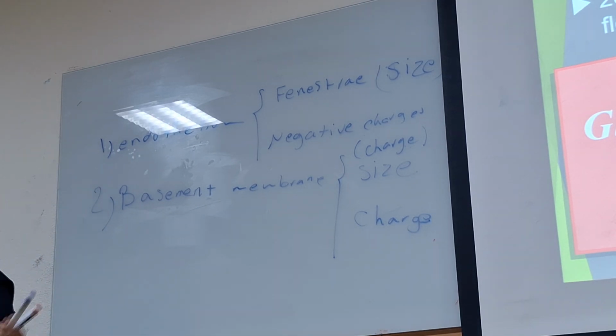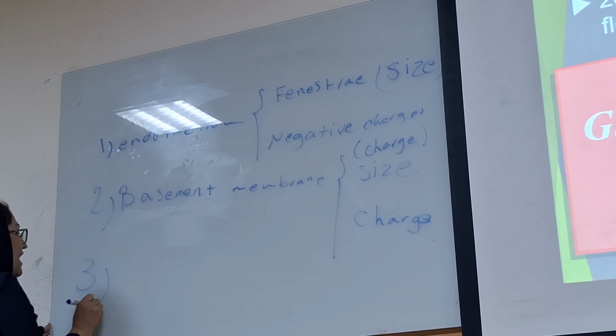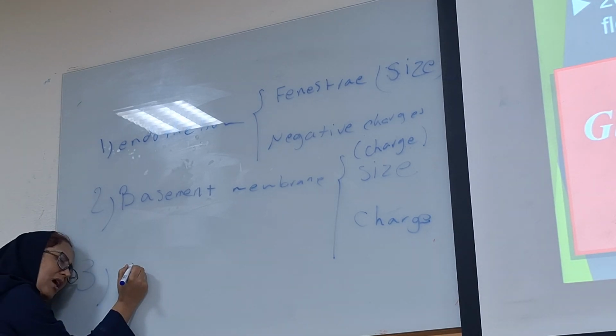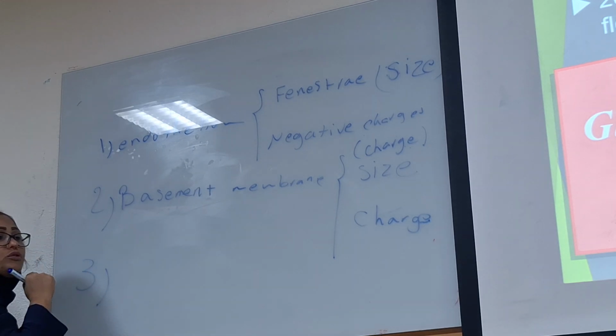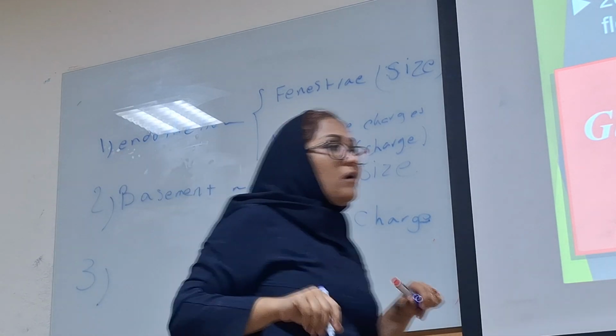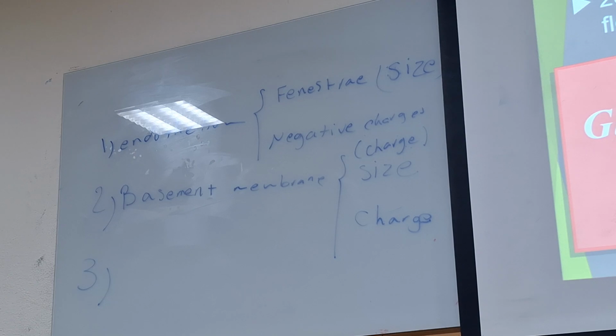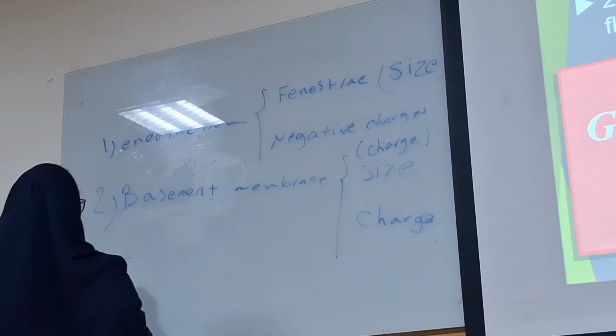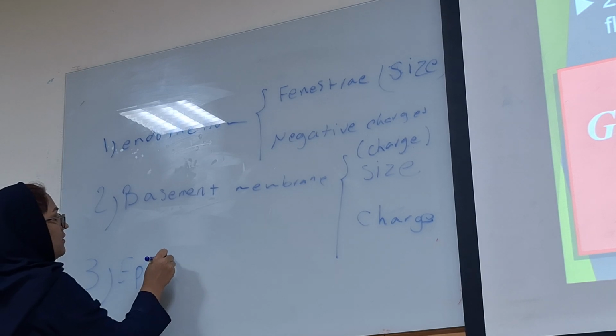But in the kidney, the unique property is the existence of a third layer. The third layer is called epithelial cells. Epithelial.